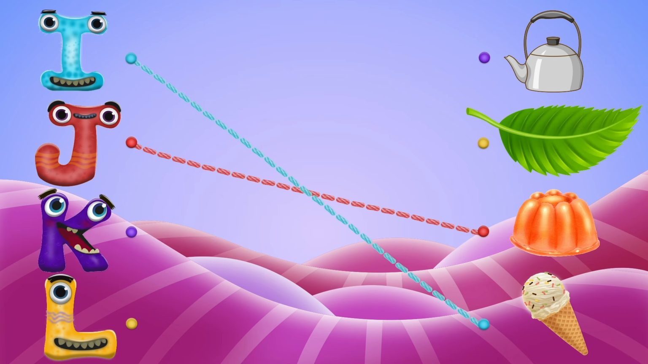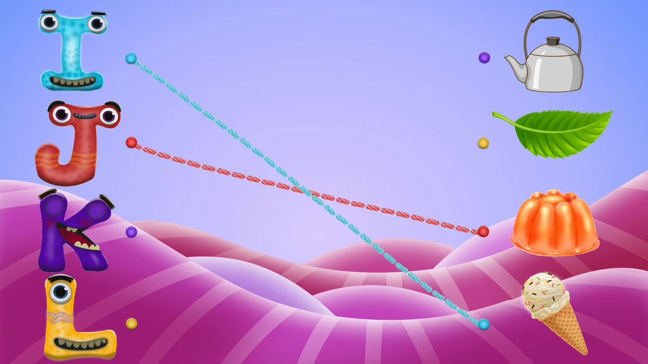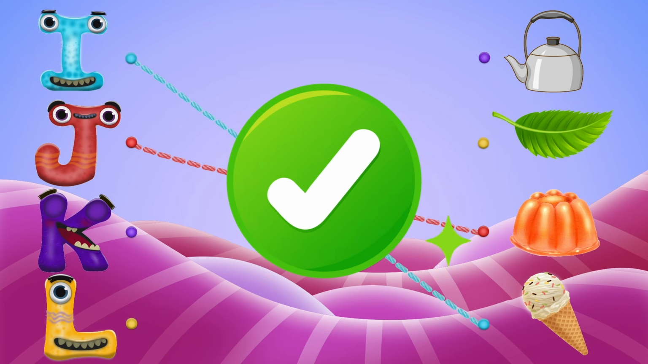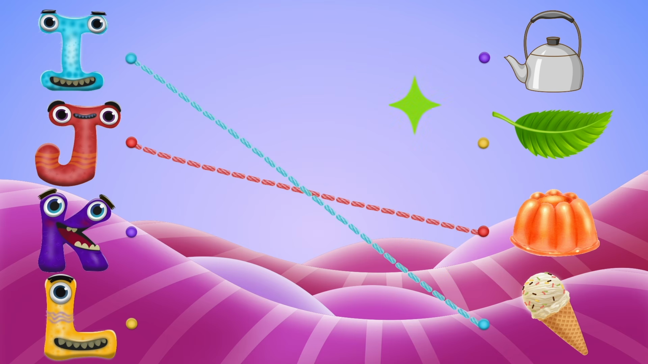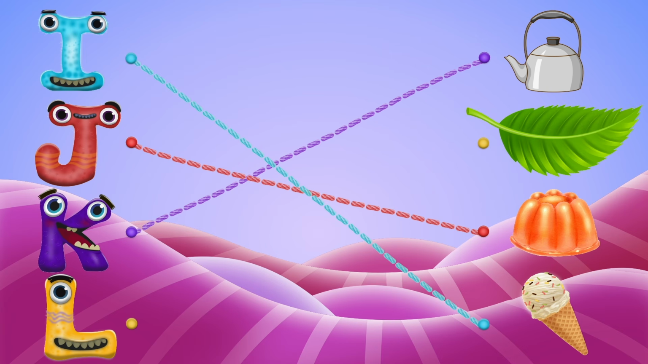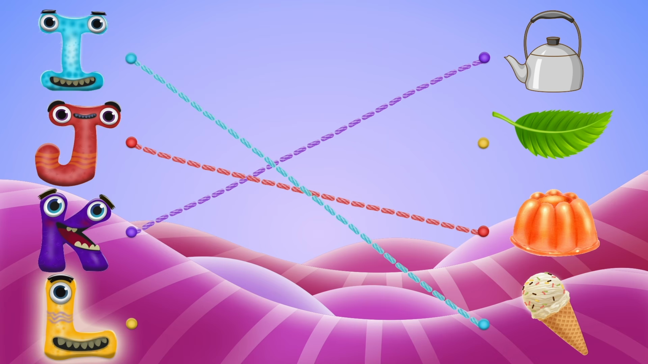Does leaf start with letter K? Does kettle start with letter K? K is for kettle. Let's match letter L. Does leaf start with letter L? L is for leaf.